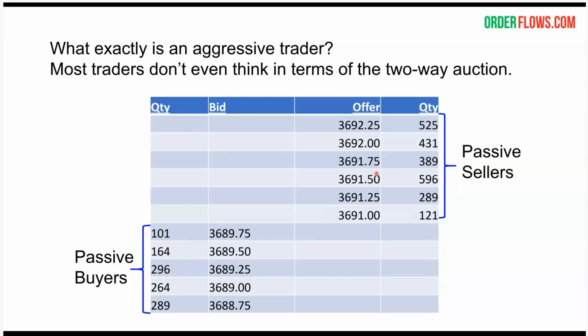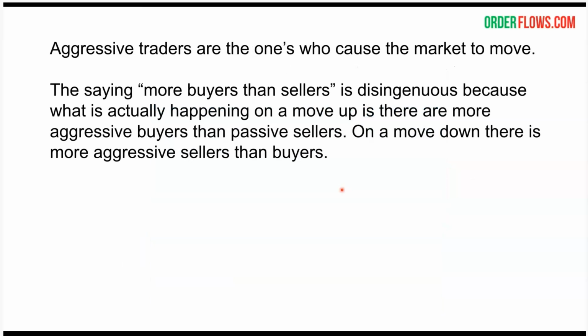Whereas passive sellers are those on the offer and above. They're happy to sell at 36.91 if the market comes to them. They're happy to sell at 91 1/4 if the market comes to them. There's no rush to trade, right? They're considered passive sellers. So you have an order book, right? The order book is full of passive buyers and passive sellers. But the aggressive traders are the ones who cause the market to move.